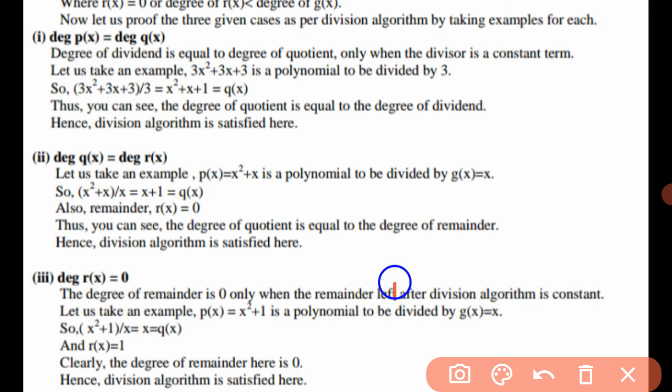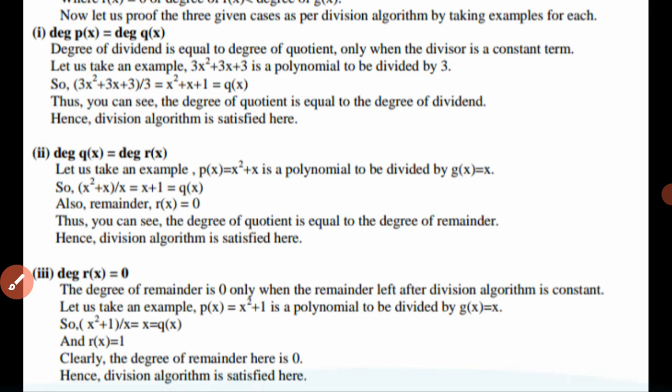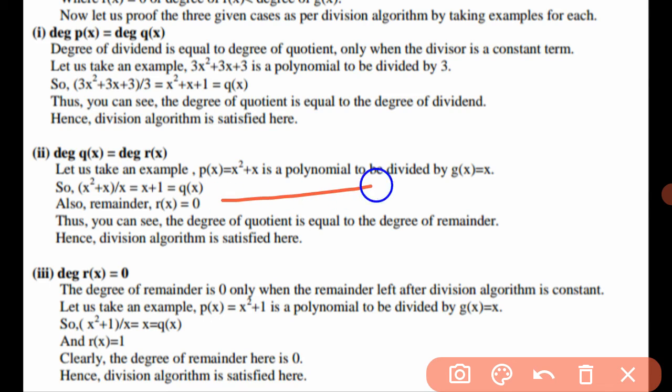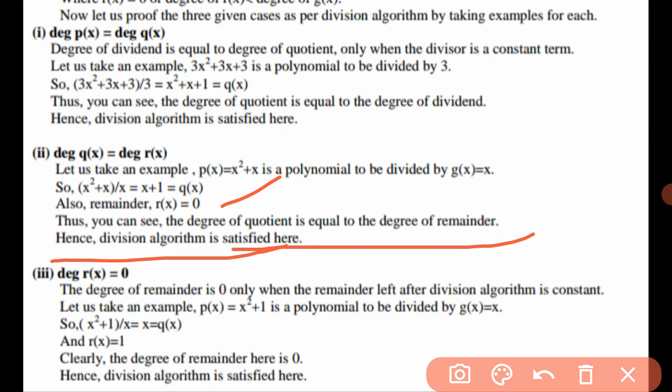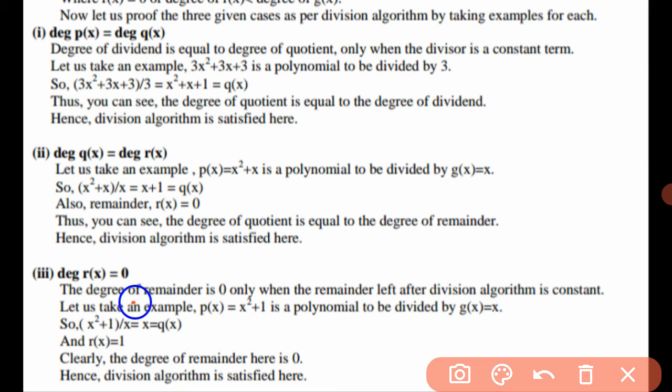Now similarly in the second part, we are given that the degree of qx equals the degree of rx. Here also you can take one example. Let us take the example x square plus x as the polynomial, with divisor gx equal to x. So x square plus x upon x gives x plus 1 equals qx. Here also the remainder will be 0. So thus you can see the degree of quotient is equal to the degree of remainder, hence the division algorithm is satisfied.